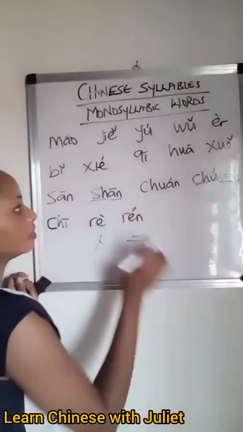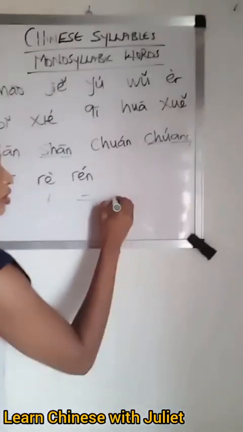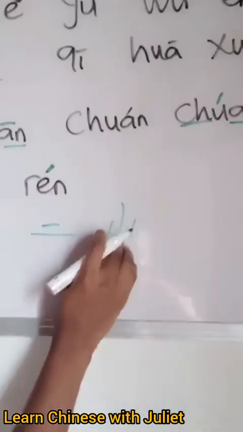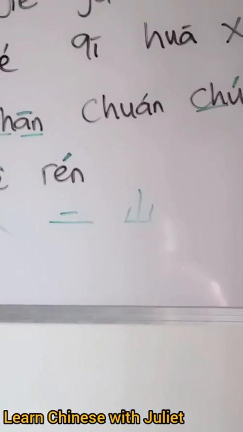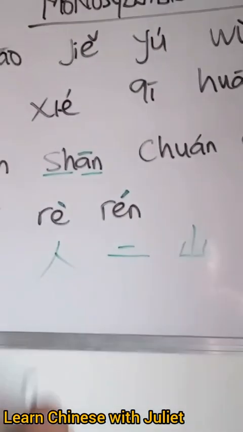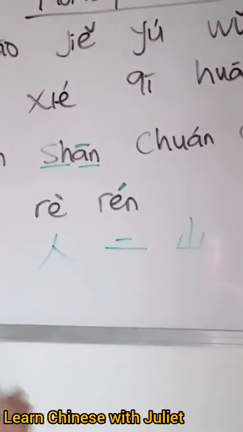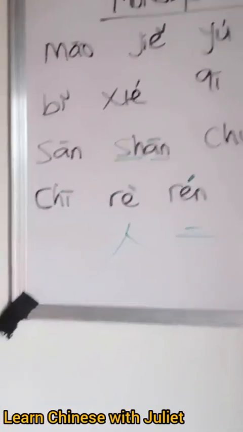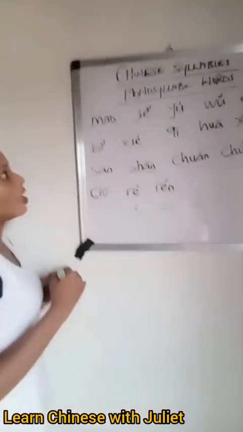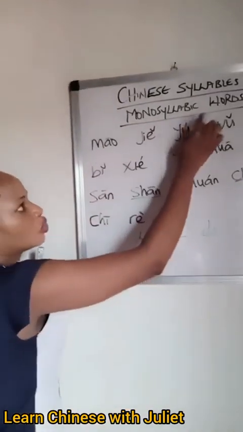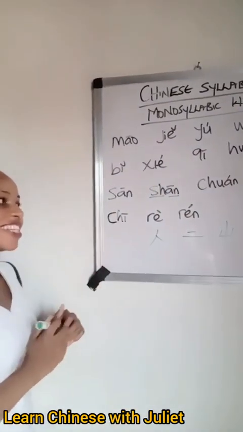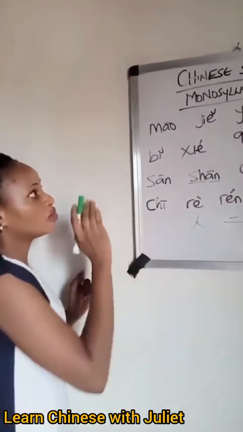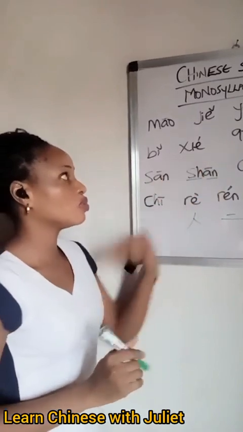Okay, let's take shan. Shan is mountain. Now this is mountain. Hope you're seeing it. It's not that clear, but you have to just manage it the way it is. We'll do more of the characters in the other classes. Now you'll be surprised, how do I know where to put my tones? We'll do that in the other classes too.